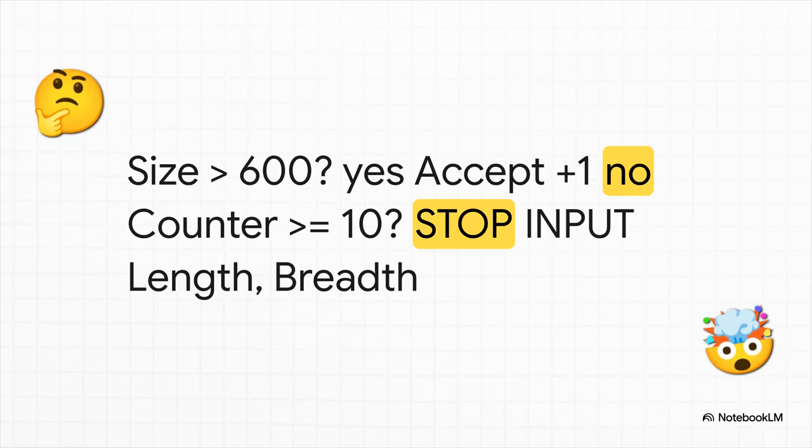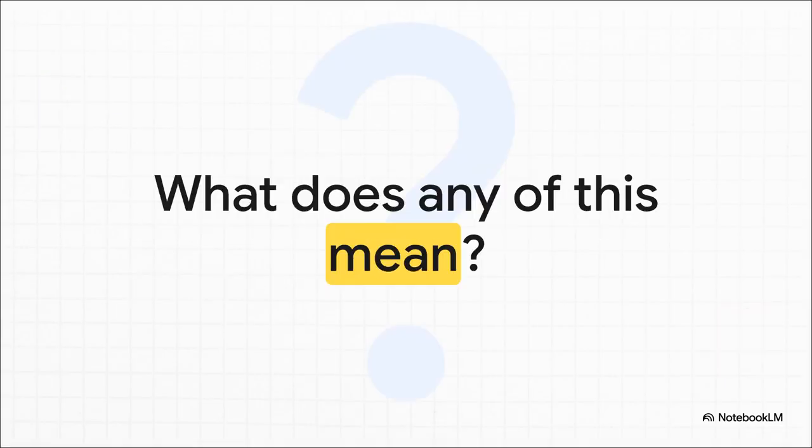At first glance, this just looks like a bunch of nonsense. A random jumble of words, numbers, symbols. Is it some kind of secret code? Notes from a mad scientist? It almost seems like it's designed to be confusing. Right. So what does any of this actually mean?